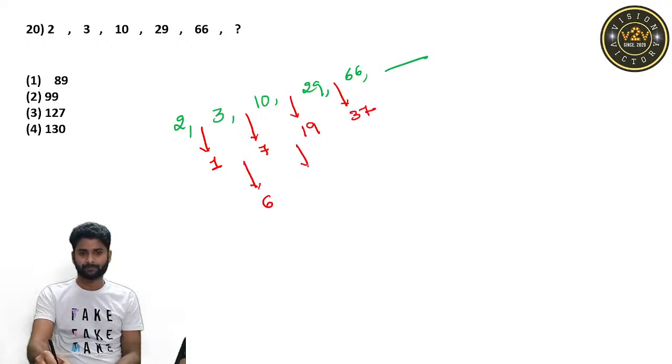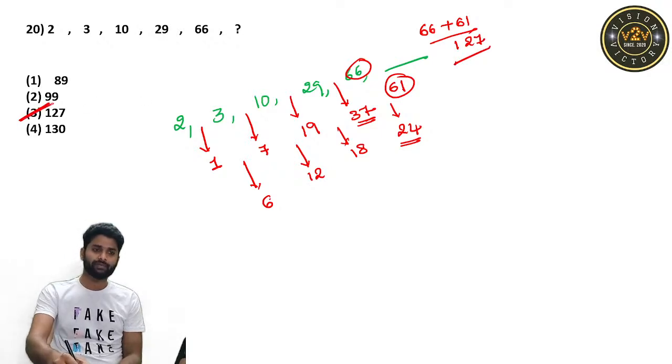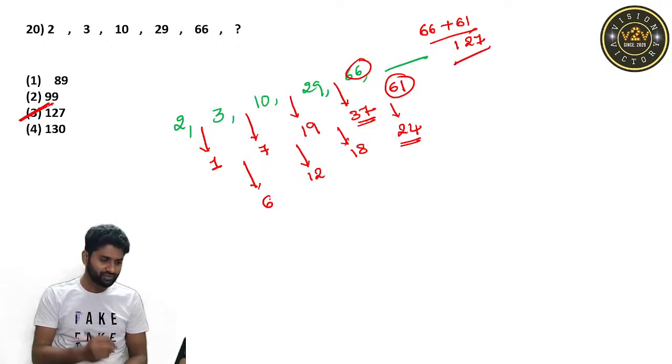6 units, 12 units, 18 units. Now see, 6, 6 1s, 6 2s, 6 3s, 6 4s, 24. Now 37 plus 24 is 61. If we go through the sum, 66 plus 61 is equal to 127. So the number you can replace with is 127.